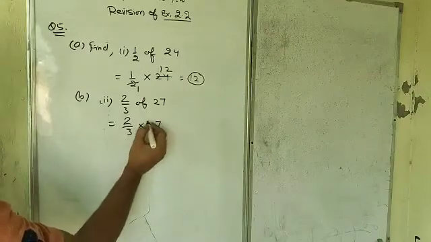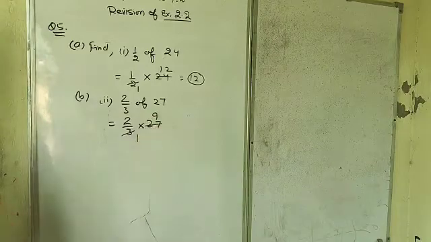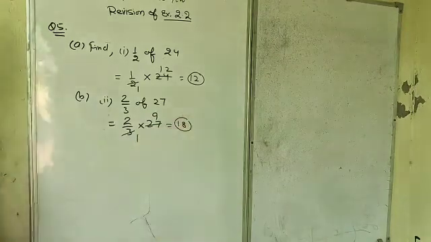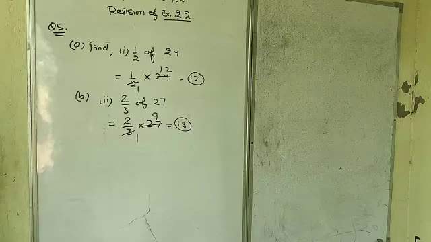कुछ कैंसिल हो रहे हैं हमारे पास? Yes, 3 से कैंसिल हो रहे हैं. 3 1s are 3, 3 9s are 27, 9 2s are 18. So answer is 18. Okay. So let us do one more part of this question.